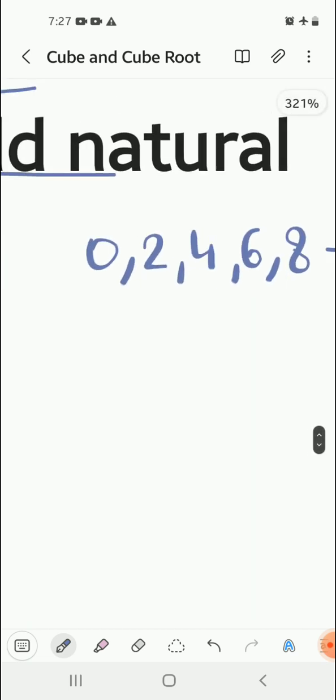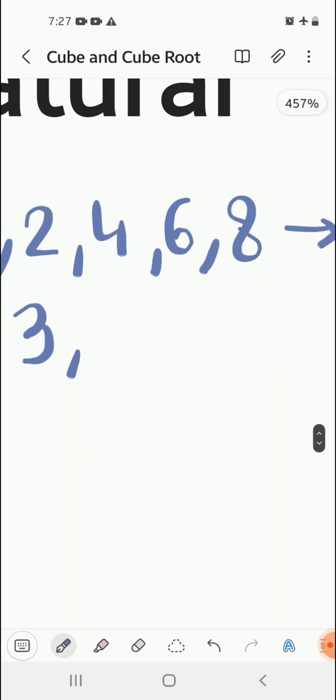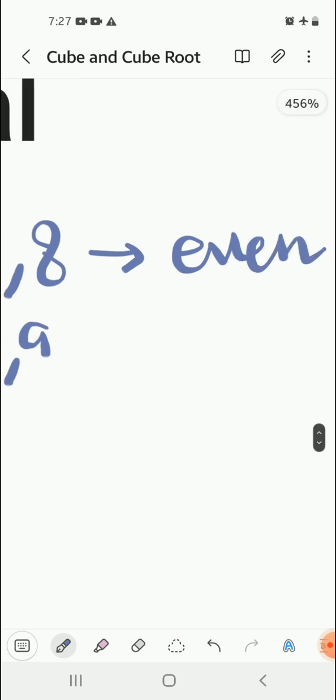Similarly, a number other than these, or the number that does not get divisible by 2, that is a number that ends with 1, 3, 5, 7 or 9, is known as an odd number.